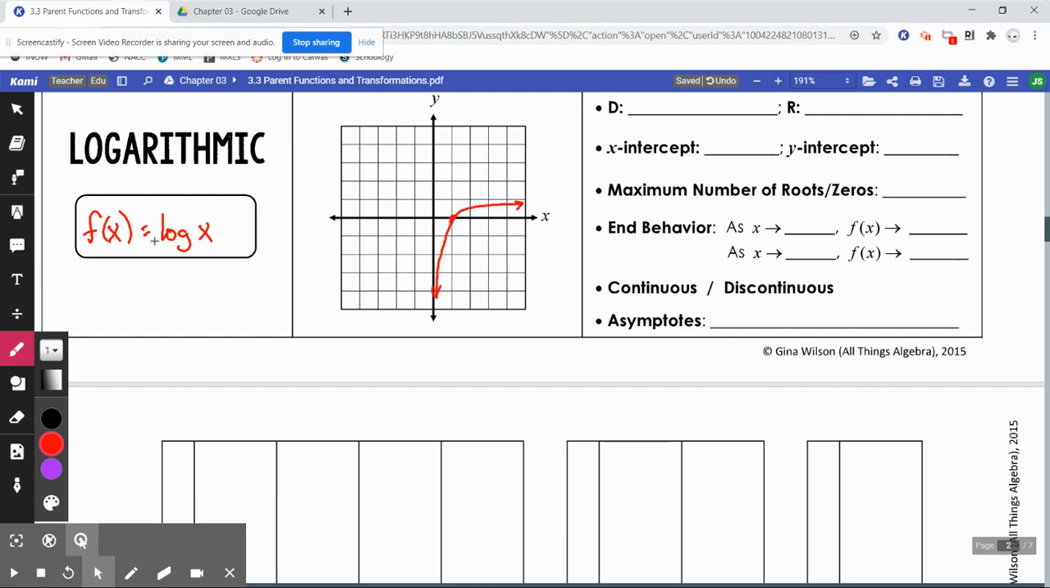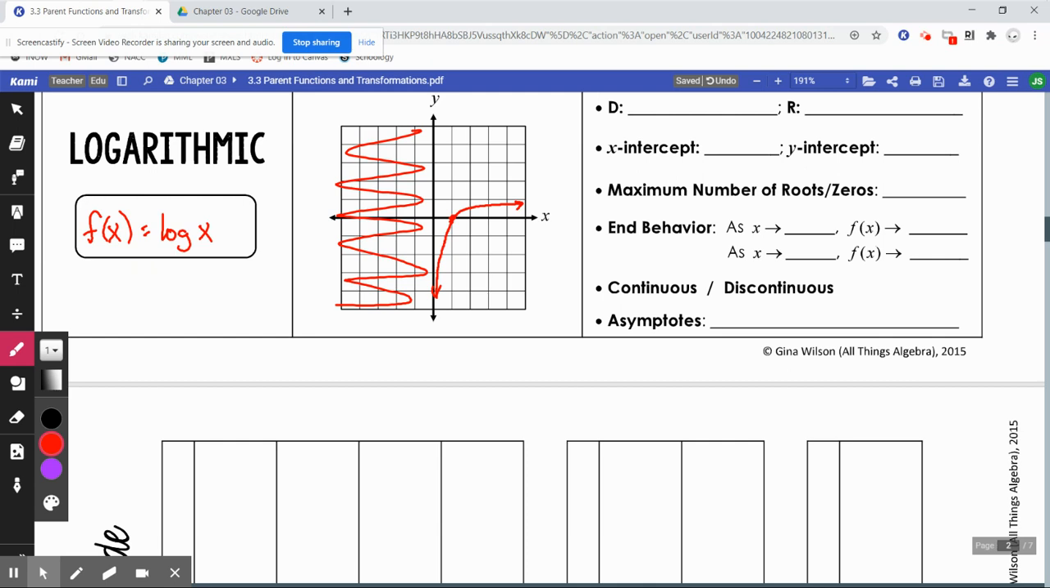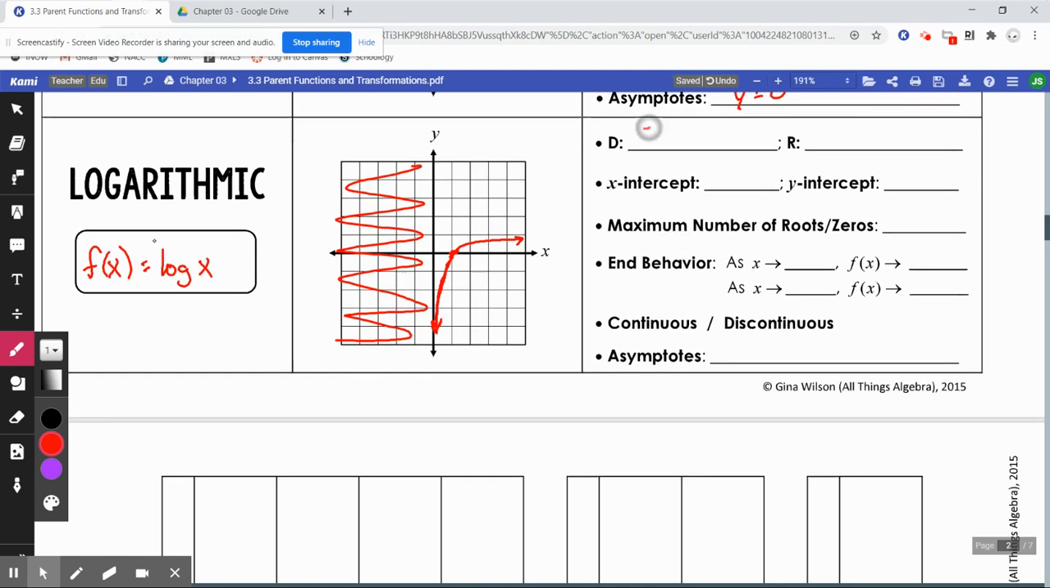Here's the graph of it. And notice this looks a lot like your exponential function. It's because they are inverses of each other. Your domain, now you do have a domain restriction. There's nothing over here. Plus, notice that your graph gets closer and closer and closer to the y-axis here. So therefore, your domain does not include zero, and it only includes positive values. The way we remember that, you cannot take the log of a zero, you cannot take the log of a negative. So it only includes zero to infinity.